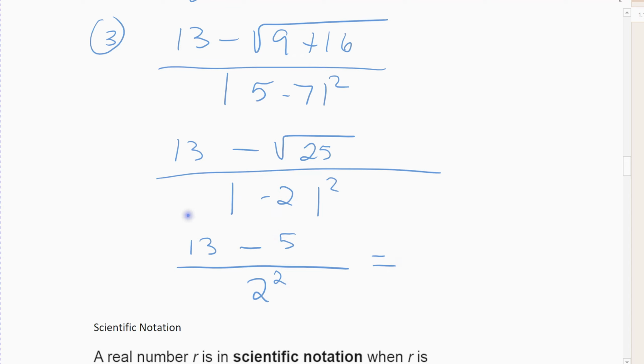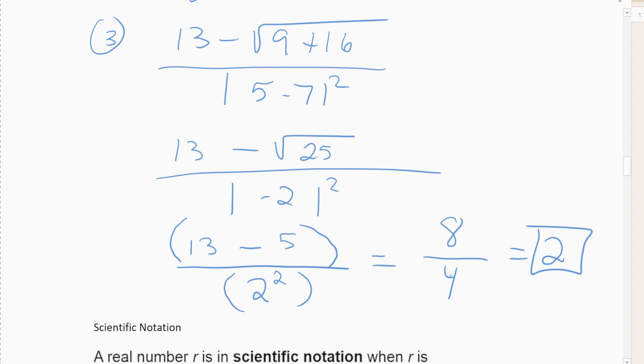Alright, now my next step is, again, it's not drawn this way, but it's understood that above a fraction, this is a grouping symbol. And same thing below the fraction is a grouping symbol. And so I'm going to take care of the 13 minus 5 above the fraction, and I'm going to take care of the 2 squared below the fraction, and I'm going to do that at the same time. So 13 minus 5 will give me 8 above, and 2 squared gives me 4 below, and now I can take care of the division. 8 divided by 4 leaves me with a final answer of 2.